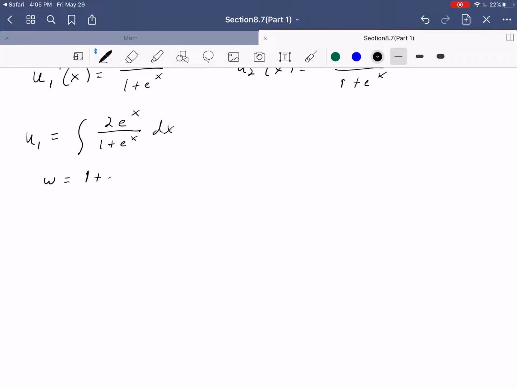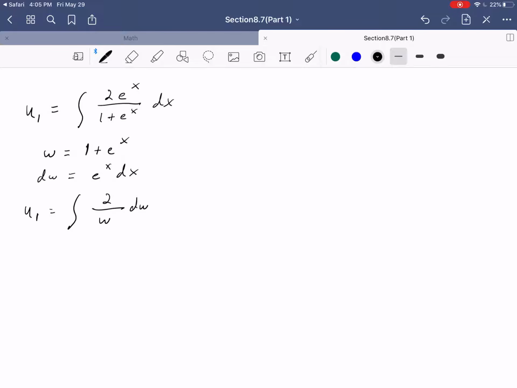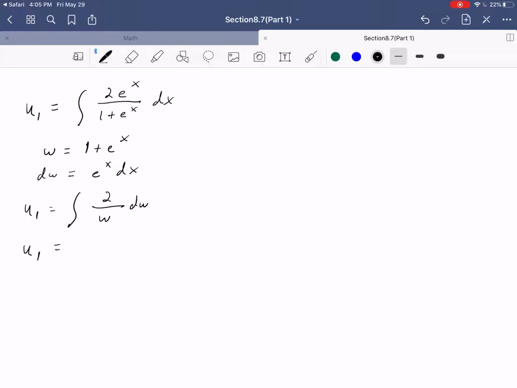w equals 1 plus e to the x. dw is going to be e to the x dx. So it looks like u1 is the integral of 2 over w dw, which looks like u1 is going to be 2 ln, we won't need the absolute values here, so ln w, and looks like u1 should be 2 ln 1 plus e to the x.